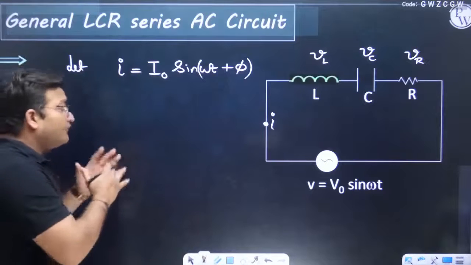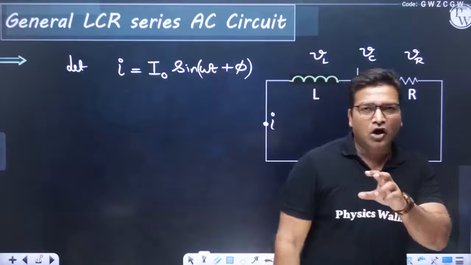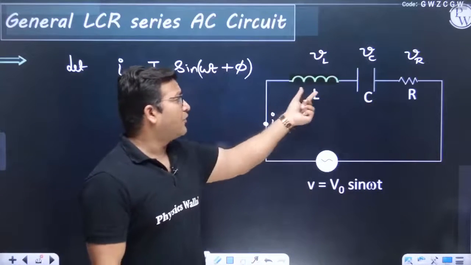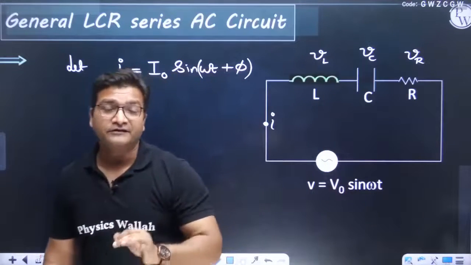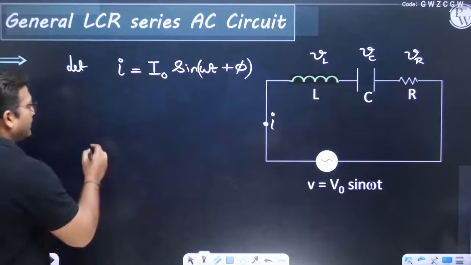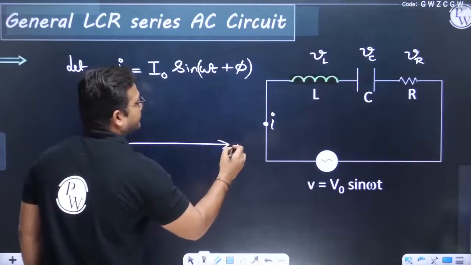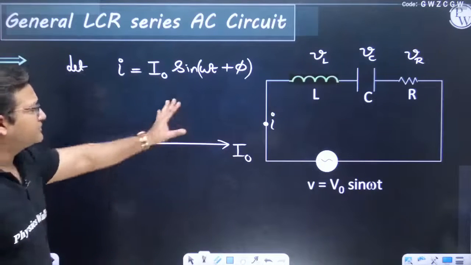Actually, we have to draw 5 phasor quantities. So first, we should draw a common phasor. Out of these 5, the current is common in all 3, so you can say the current is a common phasor. We will first draw a common phasor, and that is current. Its magnitude is not known, so I'm assuming its magnitude is I naught, which is unknown right now.